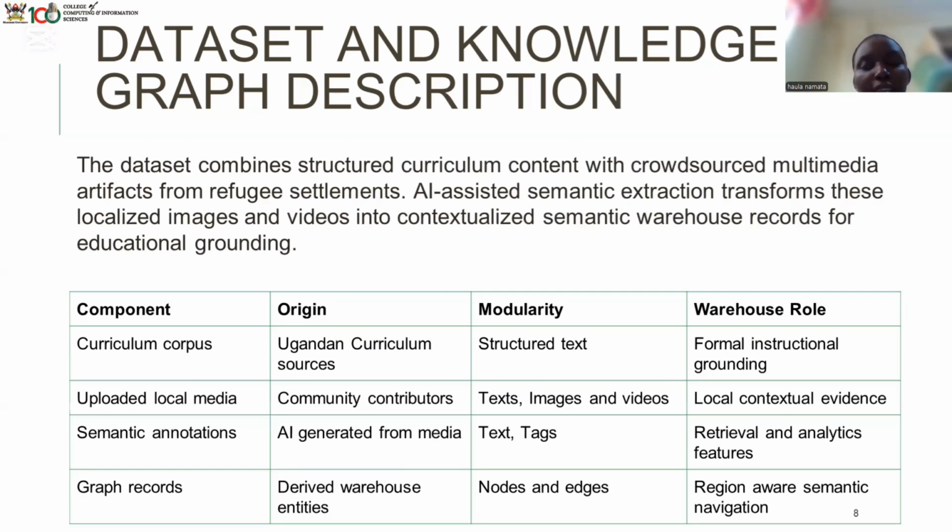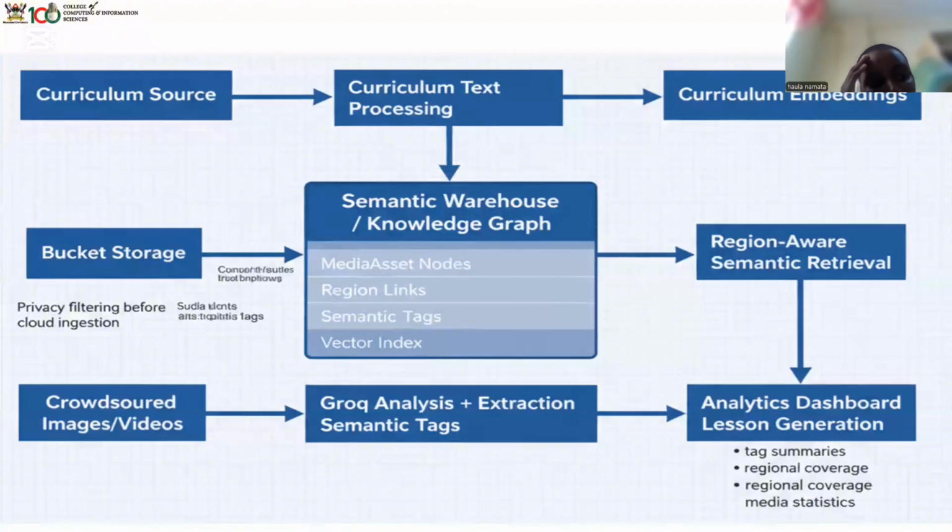This table is just a summary description of the content of the warehouse. We have the curriculum corpus that we got from the Ugandan NCDC website, the Ugandan curriculum sources, and this is just text. Then the uploaded media is what I was talking about, collected from edge devices: the videos, images, and texts. Then we have semantic annotation, which is AI generated from the media, the text, and the tags. And the graph records are derived warehouse entities.